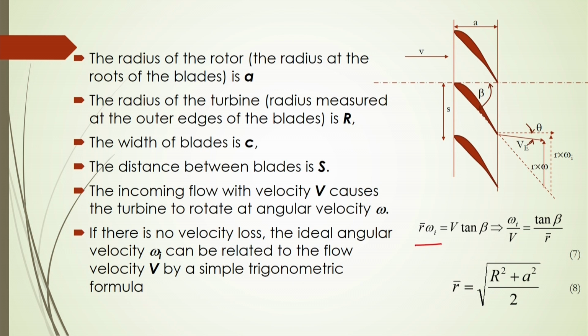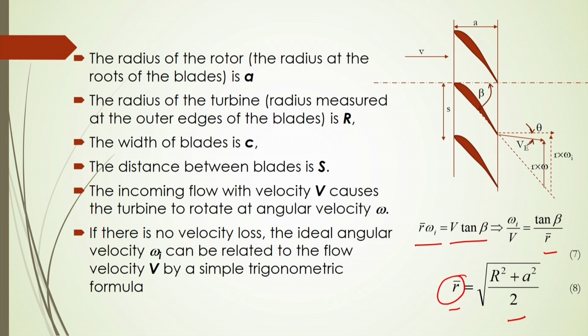So, this is R bar omega I that will be equal to V into tan beta, and that implies omega I by V will be equal to tan beta by R bar, and R bar is nothing but the root of (R square plus A square) by 2. That means you have to know the radius of the turbine and the radius of the rotor. Once you know them, square them, add them up, take the average, and then take the square root, and you will get the average R value.